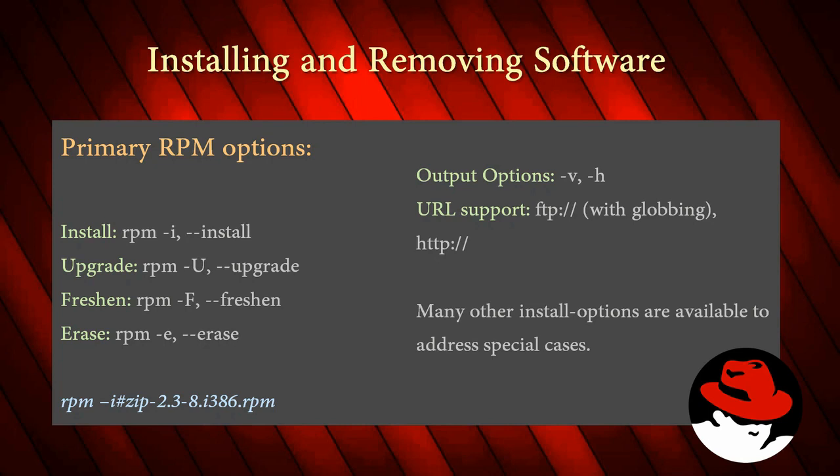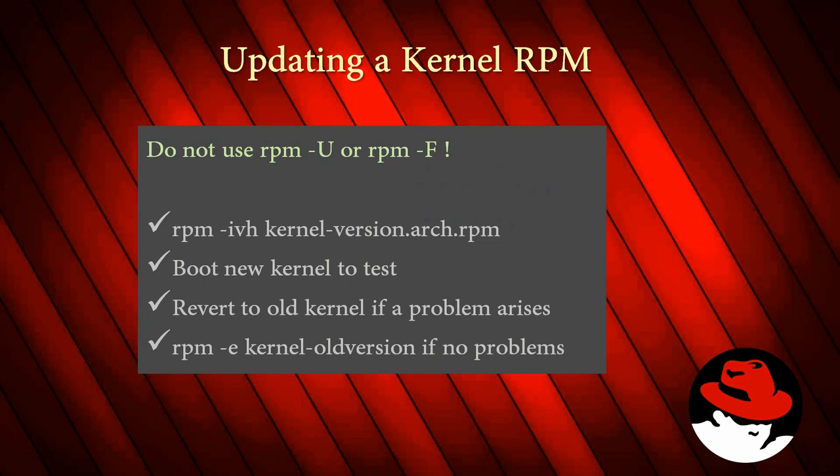Then place a dot to define the Red Hat package management RPM file. So this is the syntax of providing the RPM command. You can install, upgrade, freshen, or delete (erase) with this command. Similarly, you can provide output with options -v and -h. You have URL support for FTP and HTTP. There are many other install options that are available to address various special cases. You could go through various options in detail, but actually they are rarely used.